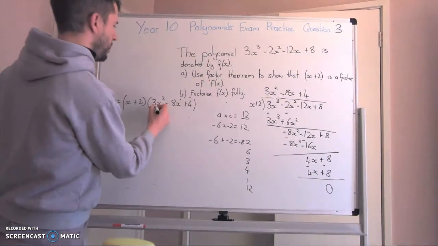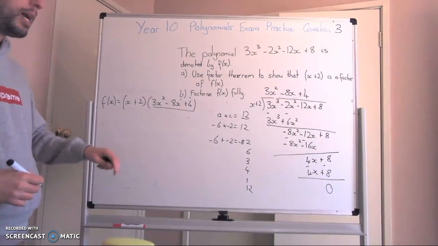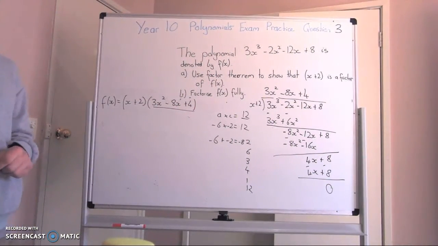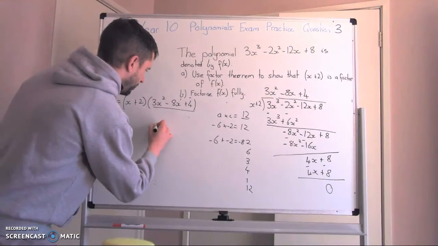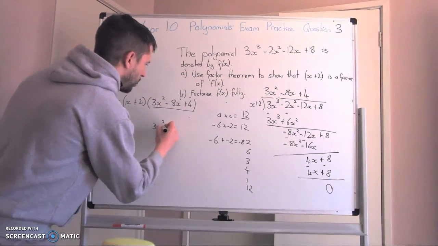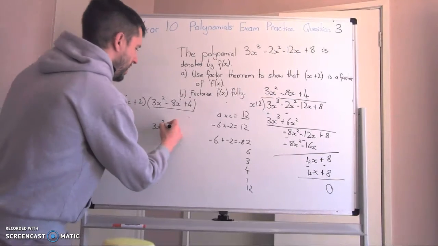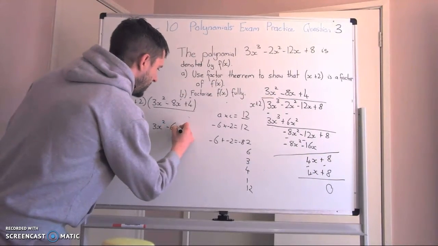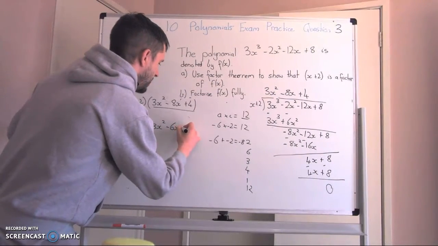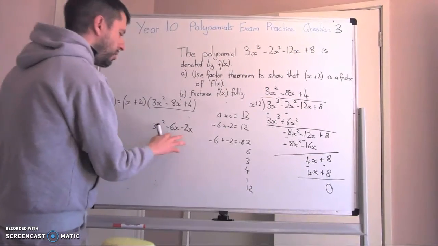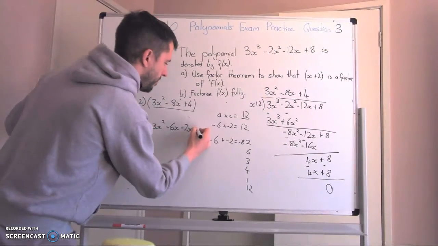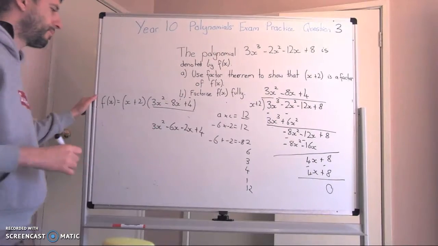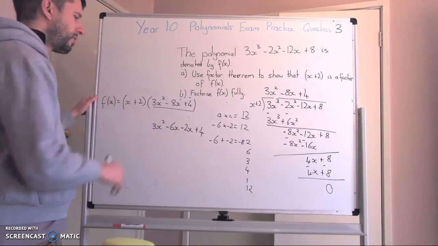I'm just going to rewrite this part for now and focus on that, and I'll put this other part back at the end. So I'm just going to rewrite this. 3x squared, and I'm going to say negative 6x take away 2x. So I've still got that exactly the same, I've just written it differently. Plus 4. Now I'm going to factorize this.